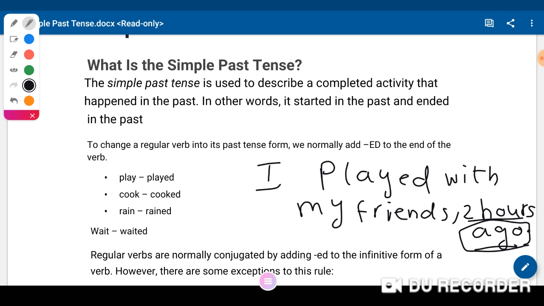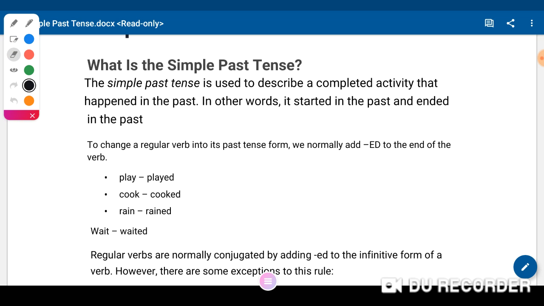Okay, I can say I played with my friends last weekend. I can say I played with my friends like a week ago. I played with my friends yesterday. So we have many keywords. What are my keywords which are referring to the past? I'll show you them. Okay, I'll show you my keywords.